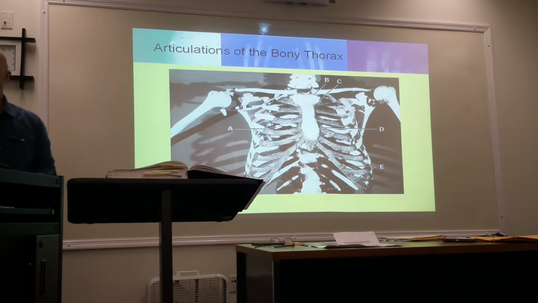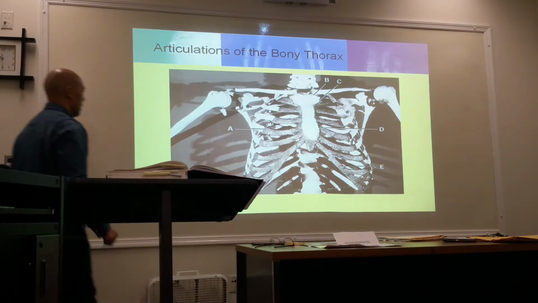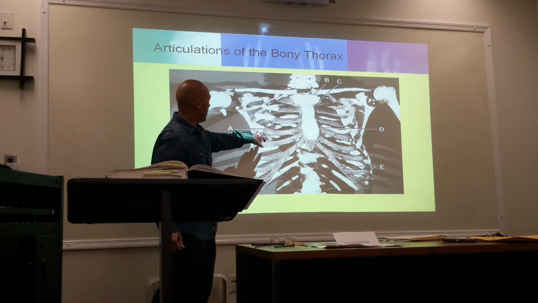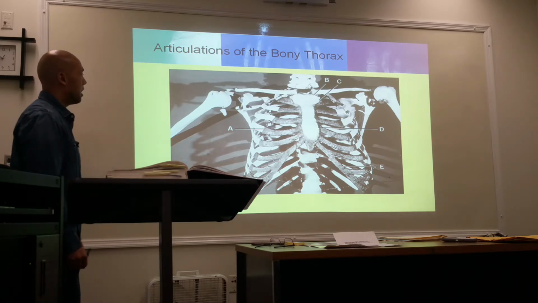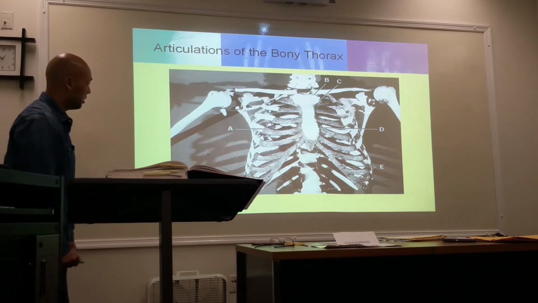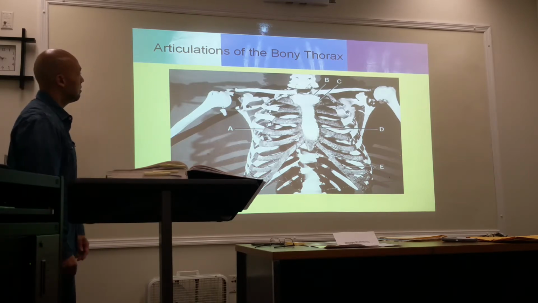All right, articulations of the bony thorax. What is this joint called? A. This is between the bone and the cartilage. Costochondral joint. B. The SC joint. So B, everybody agree on that?